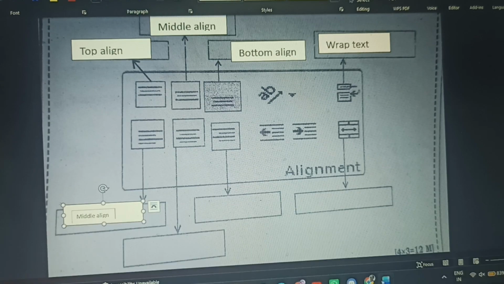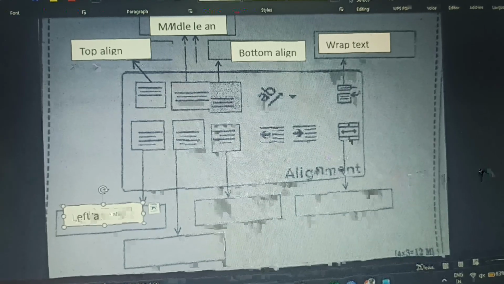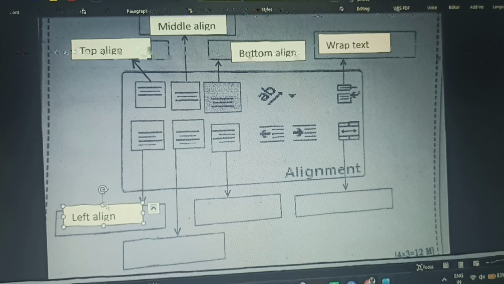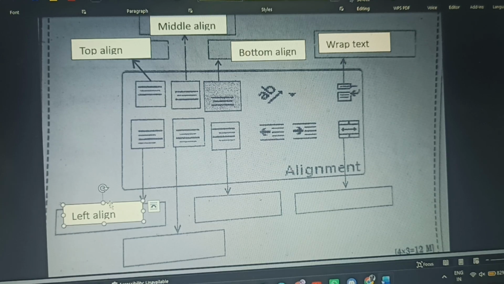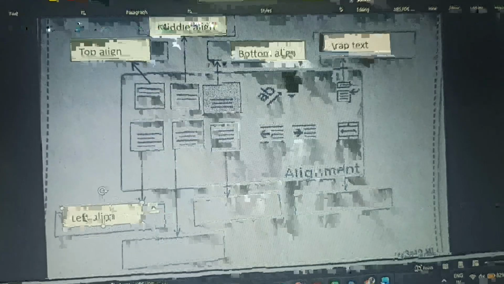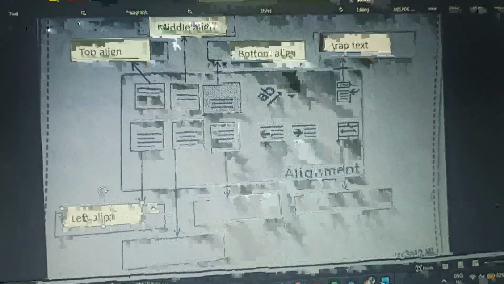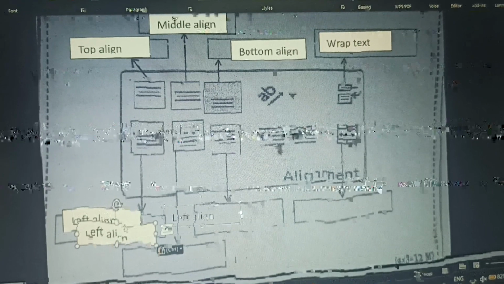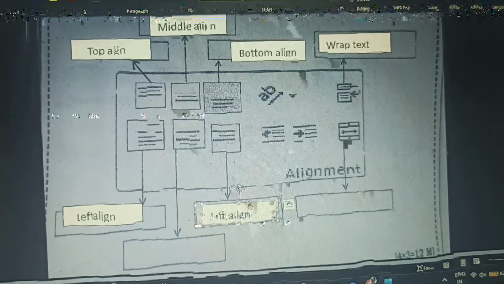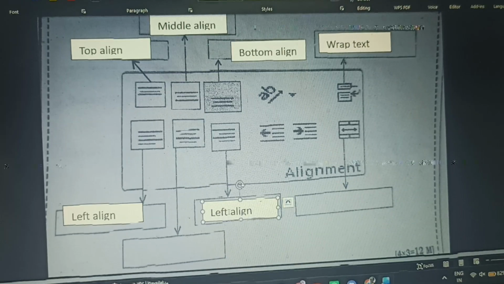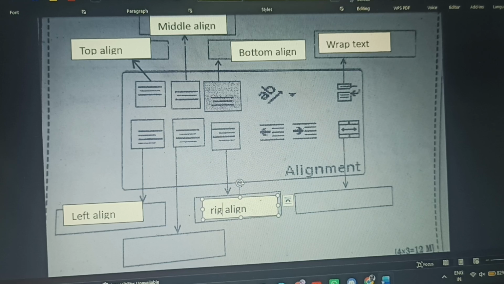How to write what is align? What is the answer? Left align. It means this is the one. And this is the right align.